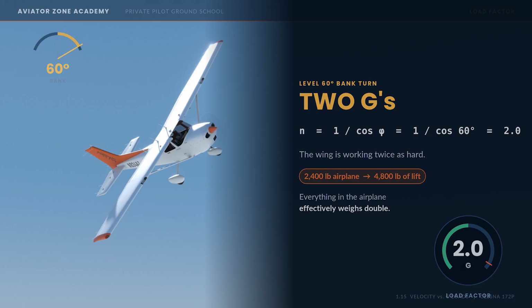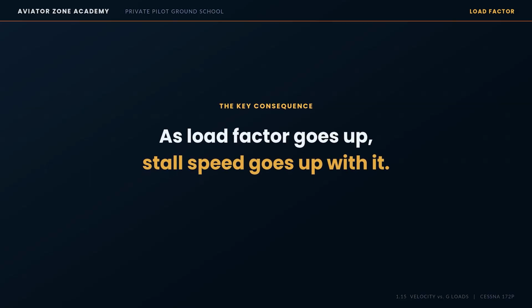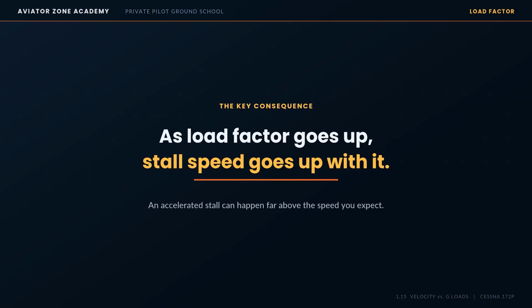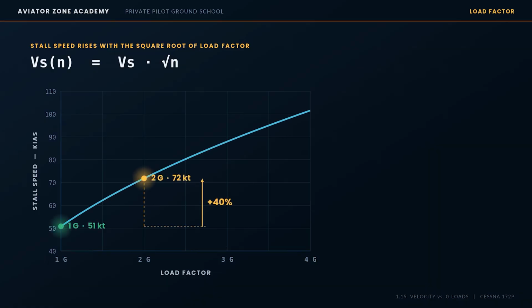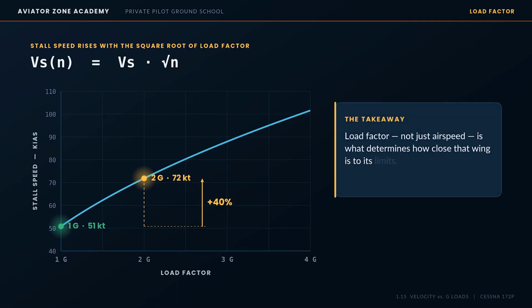Here's the key consequence. As load factor increases, stall speed goes up with it. Stall speed increases with the square root of the load factor, so at 2 Gs, your aircraft stalls about 40% faster than normal. Load factor, not just airspeed, is what determines how close that wing is to its limits.